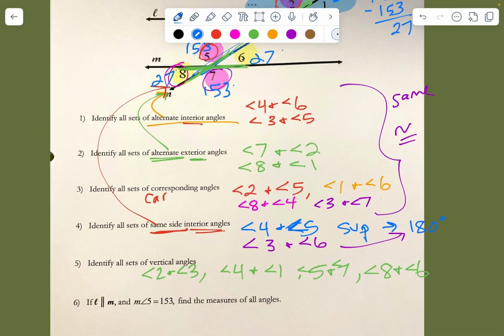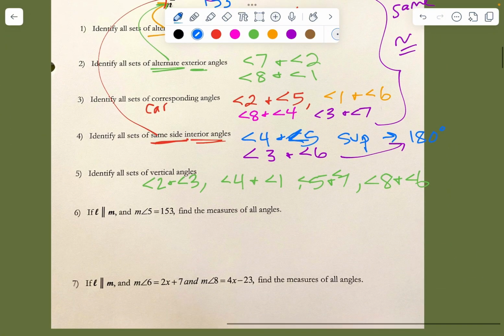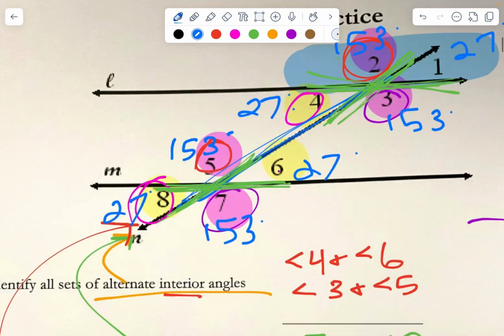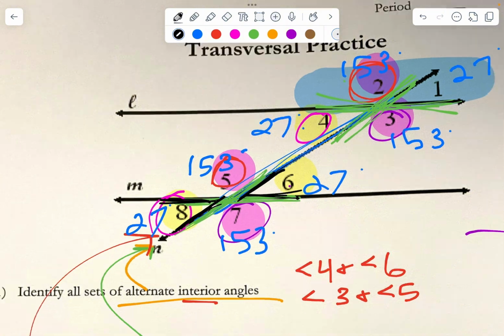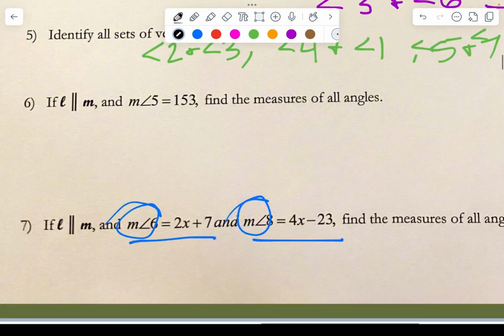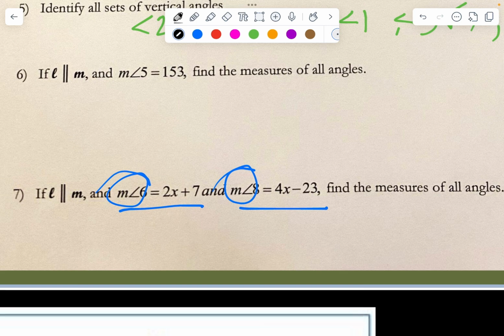For the last one, it's a different situation. We are going to look at the equations given to us. So it says if L and M are parallel, the measurement of angle 6 is 2x plus 7, and the measurement of angle 8 equals 4x minus 23. Find the measures of all angles. So let's focus on angle 6 and angle 8 and see what they are to each other. 6 and 8 are going to be right here, and those are both that yellow. They are both acute, which means they are the same. So whenever you set up to find the answer to this last piece, these are the same, and the same means that they are equal.